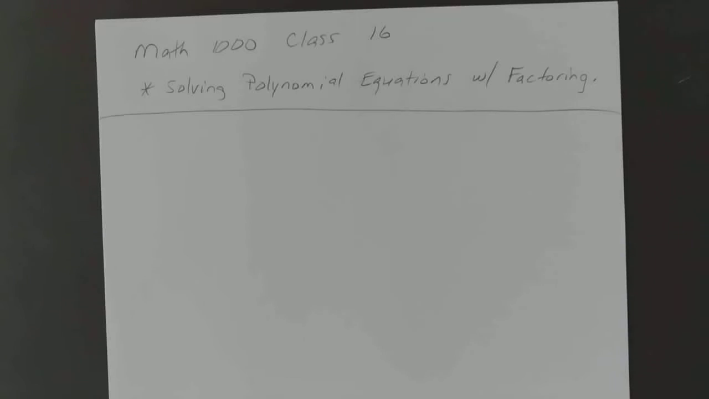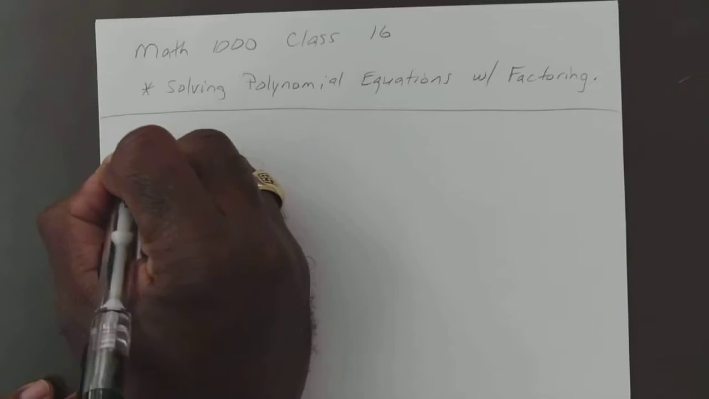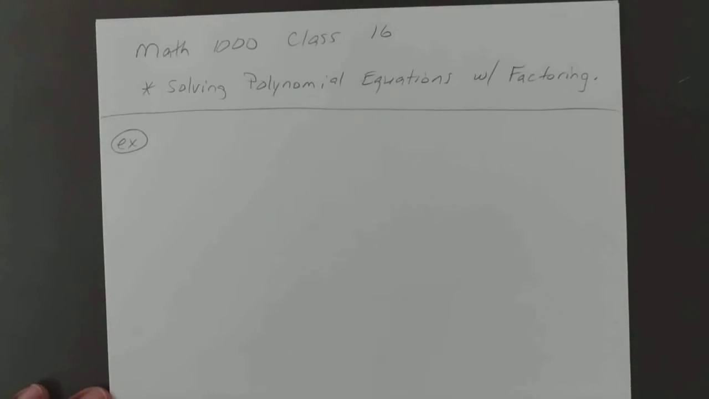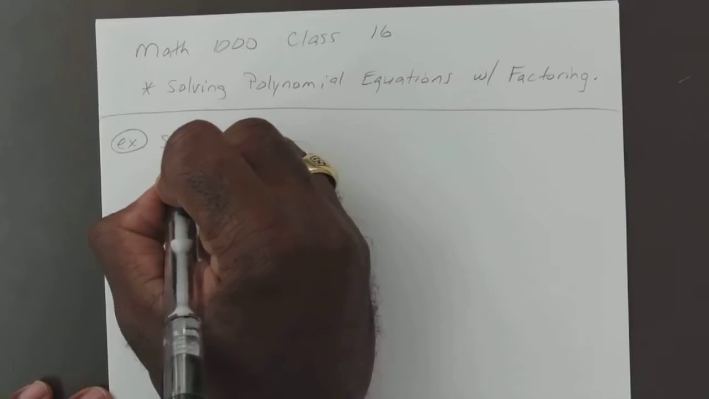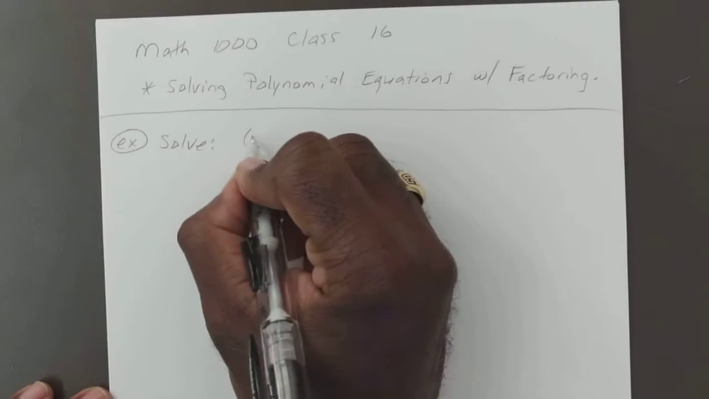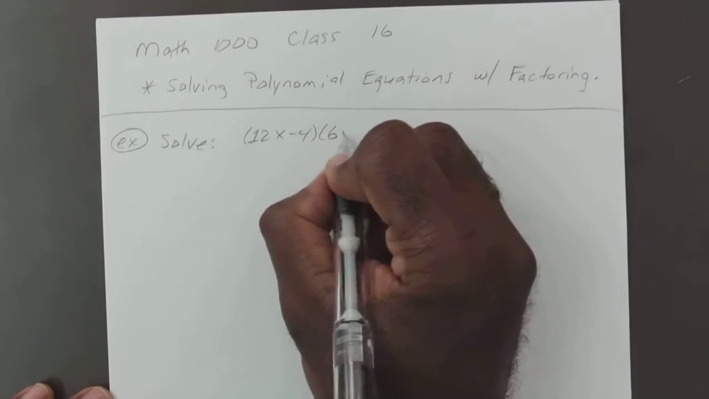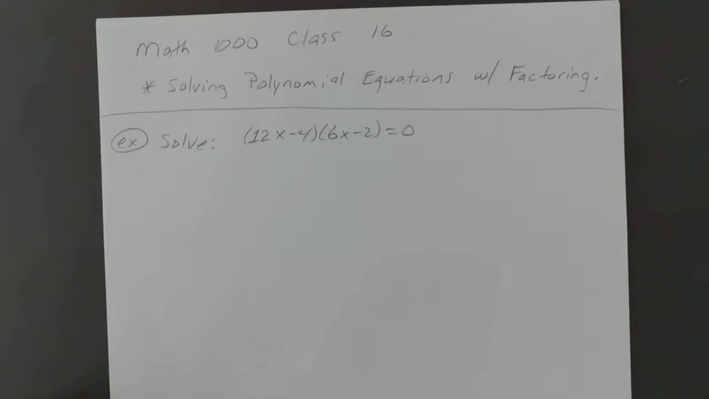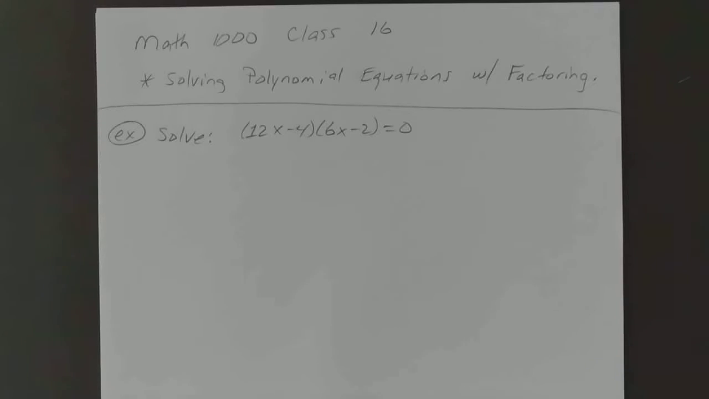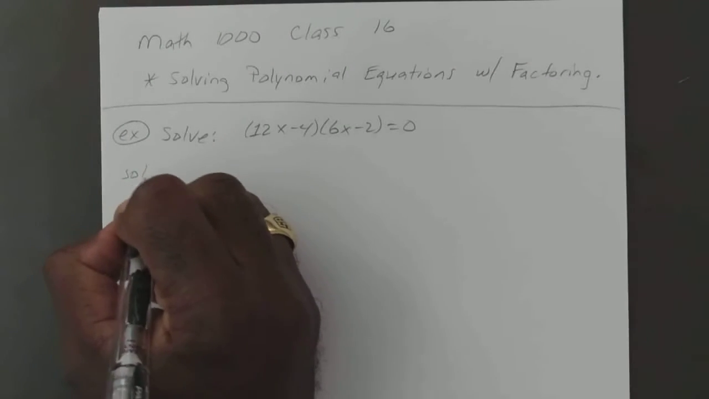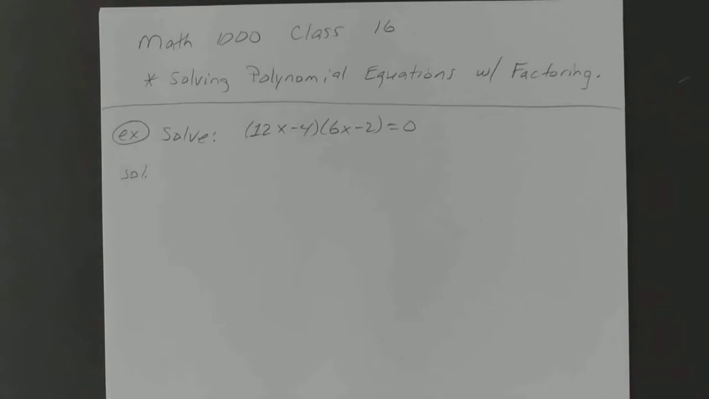Okay, so probably the easiest problems you would look at will be the ones that are already factored. So let's say, for example, we have to solve, let's say 12x minus 4 times 6x minus 2 equals 0. Okay. Now when it's already factored, you just have to use the zero product property.